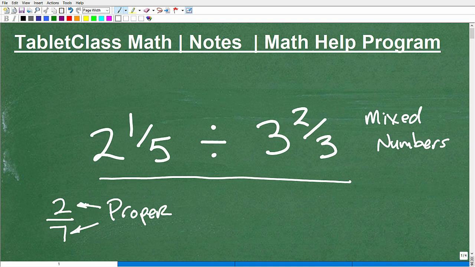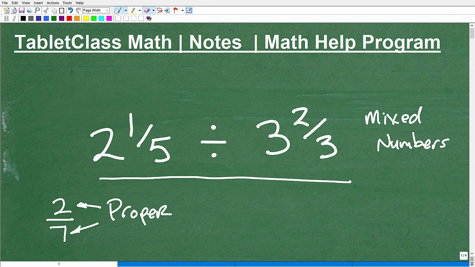So let's quickly review this basic concept. So here we have 2 over 7. The top number in a fraction is called the numerator. I'm not going to spell that out because I very well could misspell it. I'm very good at math, but my spelling skills are not that great. So the bottom number in a fraction is called the denominator. So we have the numerator and denominator. That's what makes up a fraction.